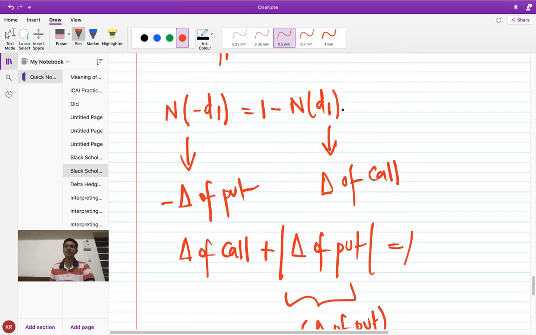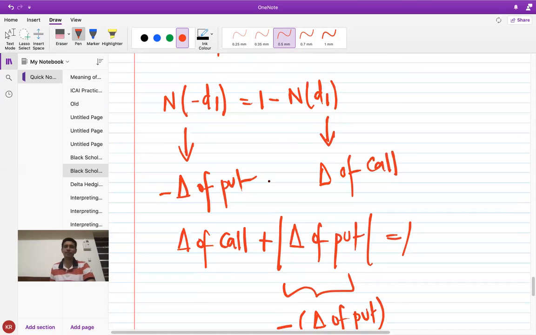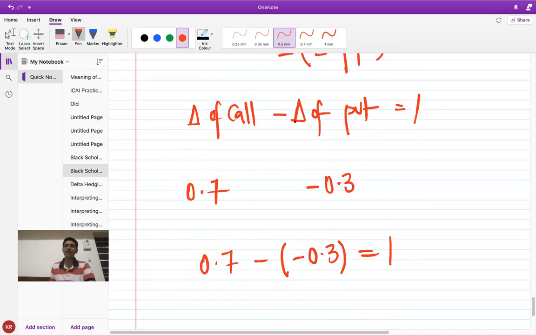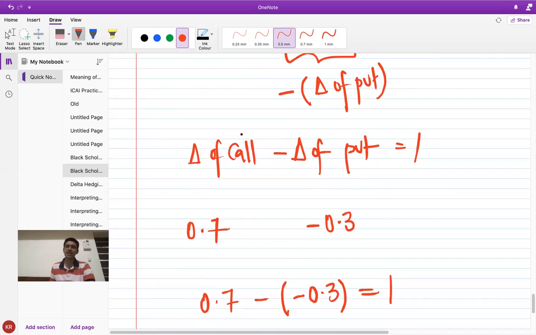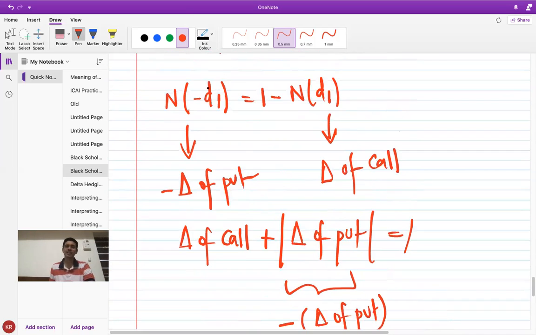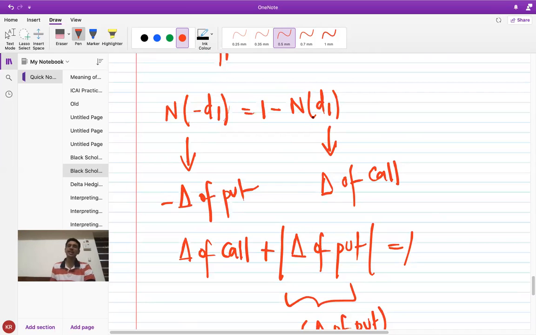And if you see, this equation has come from this part. If I retain minus delta of put on the LHS and I take this to the RHS, it becomes 1 minus delta of call, right? So minus delta of put is nothing but N minus D1. ND1 is nothing but delta of call. So minus delta of put is equal to 1 minus ND1.